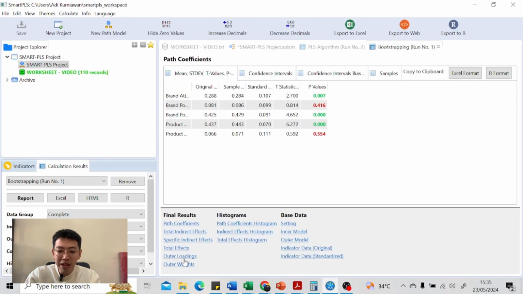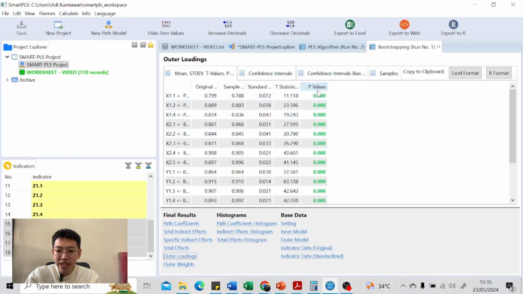You can see from the outer loading significance, you can see here all the p-values are less than 0.05. It means all are significant. So factor loading criteria are fulfilled.